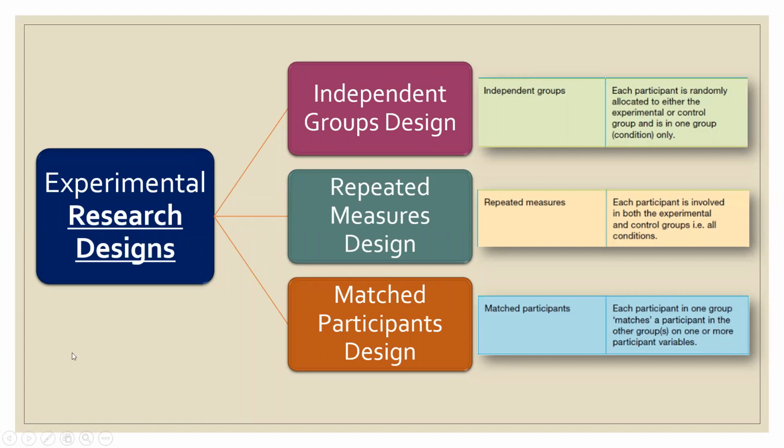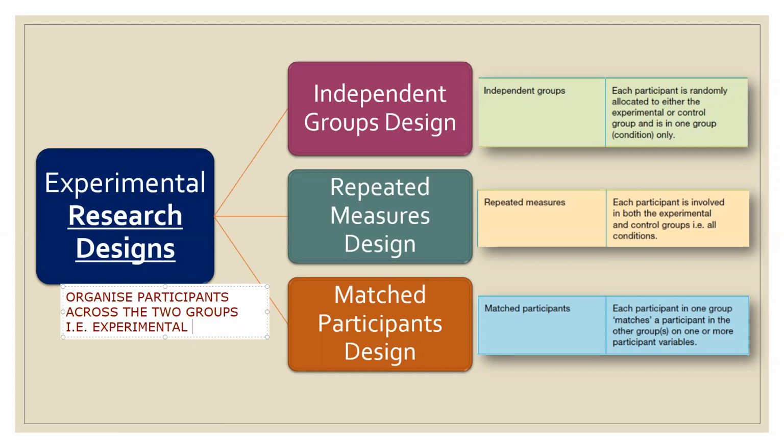So experimental designs are the ways in which we organize participants. Sampling was about selecting participants. After you've selected your participants, how do you now organize participants across the two groups? If you remember correctly, our two groups were the experimental group, that's the group that gets exposed to the IV, and the control group. So how we organize participants, don't forget that.